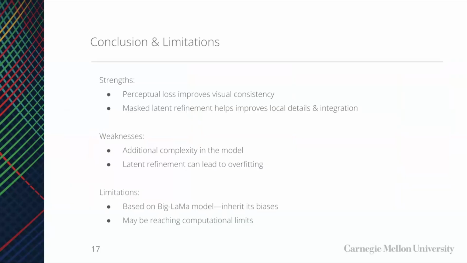We believe that perceptual loss improves visual consistency, and mask latent refinement helps improve local detail integration, but additional complexity is introduced in the model. There's latent refinement, which can lead to overfitting, and some limitations include, because the method is based on the big LaMa model, it would inherit all its biases, and since we're not seeing big improvements, we may be reaching computational limits of the big LaMa model.